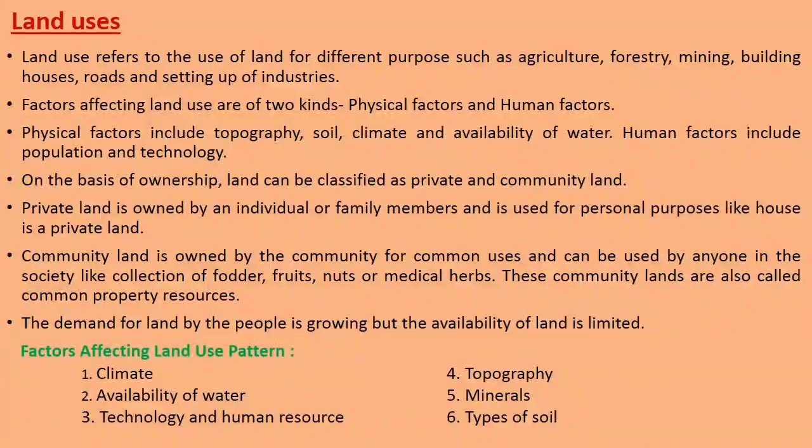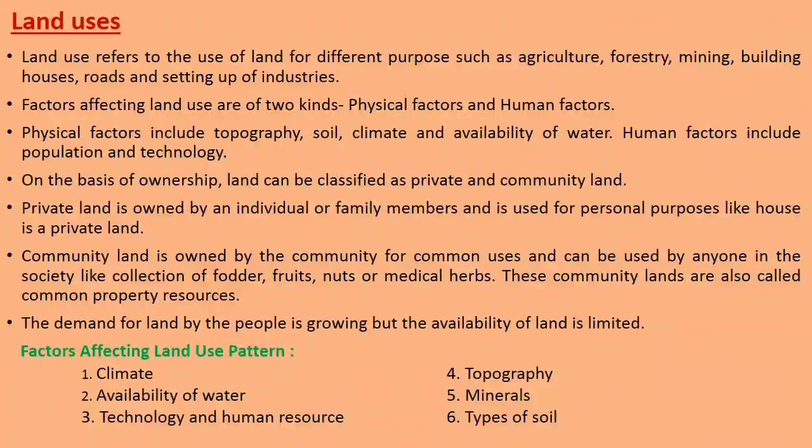So next is land use. Land use refers to the use of land for different purposes such as agriculture, forestry, mining, building houses, roads, and setting up of industries. Factors affecting land use are of two kinds: physical factors and human factors. Physical factors like topography, soil, climate, and availability of water are all the physical factors of the land. Whereas the human factors include population and technology.